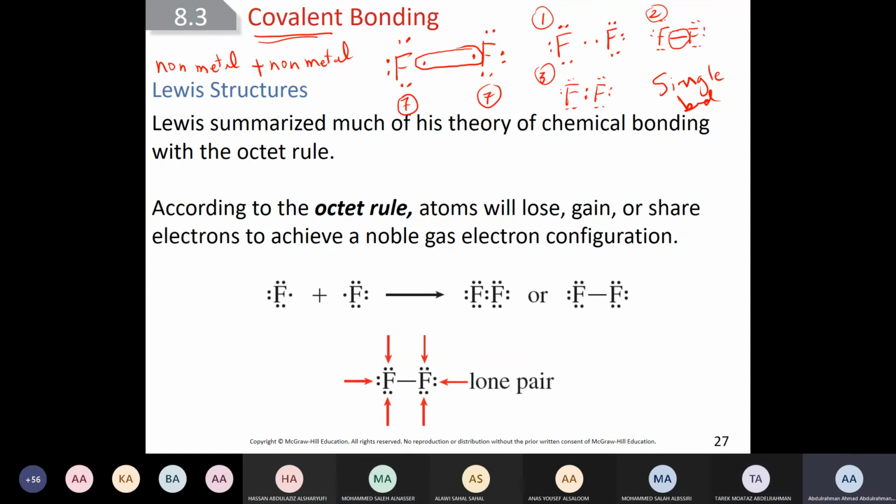And the elements would like to have how many electrons around them? 8, except hydrogen, which is 2. Is this clear? Good.